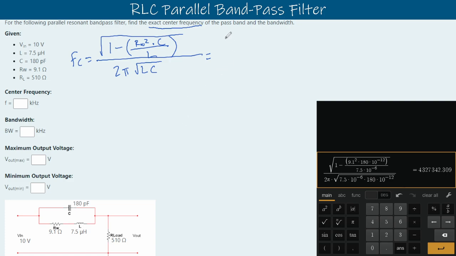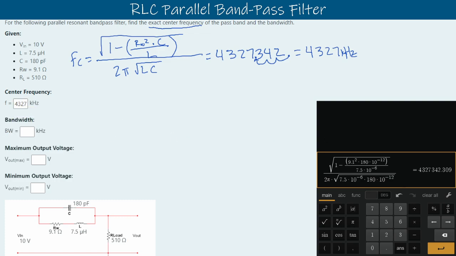So we'll put in 4, 3, 2, 7, 3, 4, 2. We want to move it into kilohertz, so we'll take our decimal location, move it forward 1, 2, 3 spots there, and put our decimal point there, and that's our new number. And so we'll say that we have 4,327 kilohertz. And that's what our frequency is, so we'll plug that in for our frequency down here, 4327.